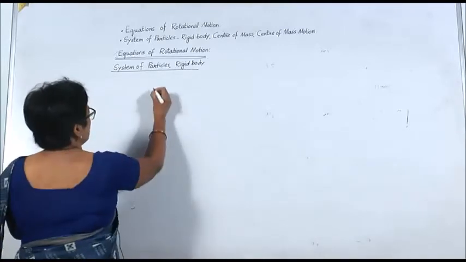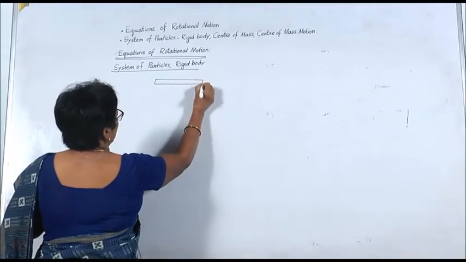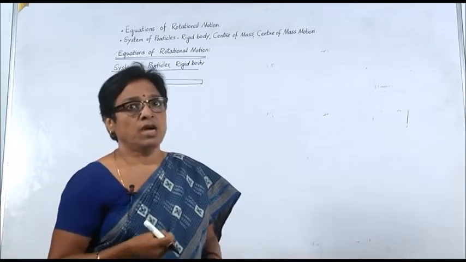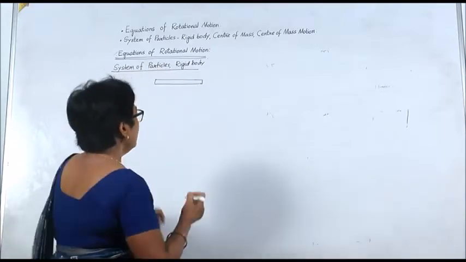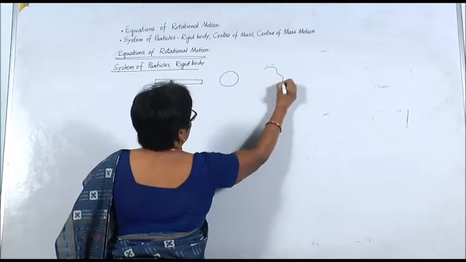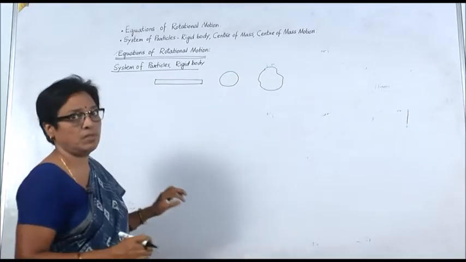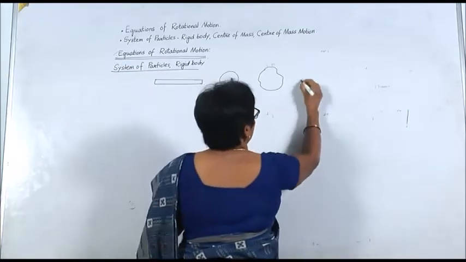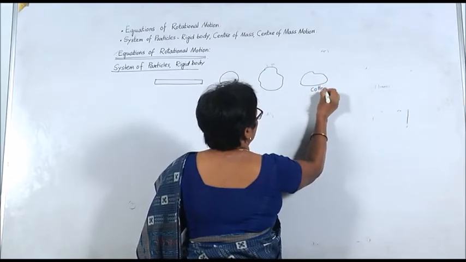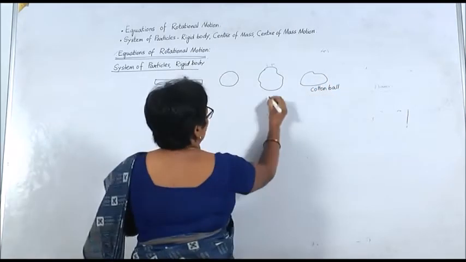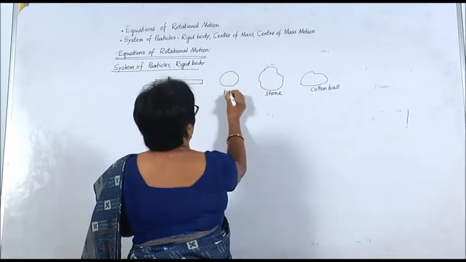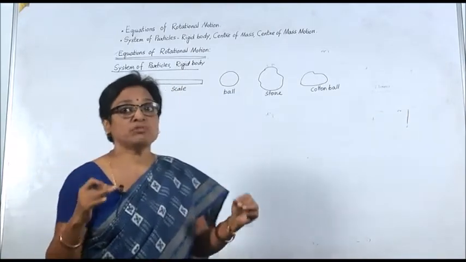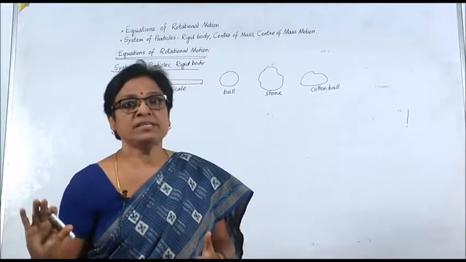For example, if I take a simple scale, this scale has a length, some thickness, a breadth. So, it has some dimension. I cannot treat it as a point mass. Then I can have a ball, some shaped rigid body, or a certain mass of things. Suppose a ball of cotton, let us say this is a cotton ball, this is a stone, this is a simple ball you play with, or this is a scale. These are all bodies which have certain shape, certain size, they cannot be treated as point mass.